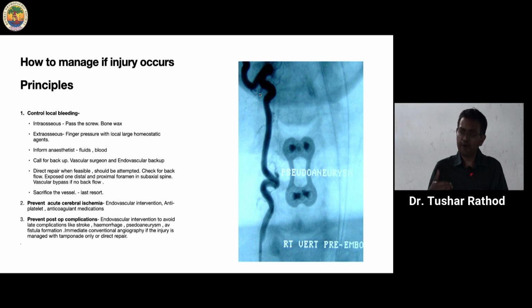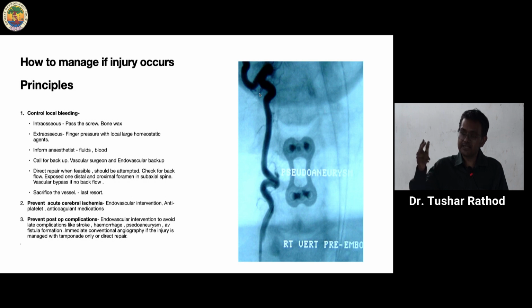Inform anesthetic for aggressive intravenous access. Call for a backup, vascular surgeon. Endovascular backup is nowadays available very easily. Whenever possible, direct repair is always a better choice, but a lot of times the patient is hemodynamically unstable and you may not be able to do it.